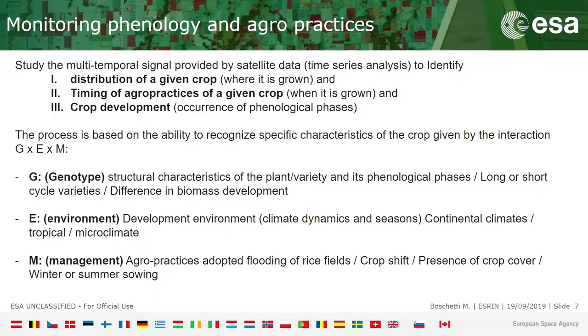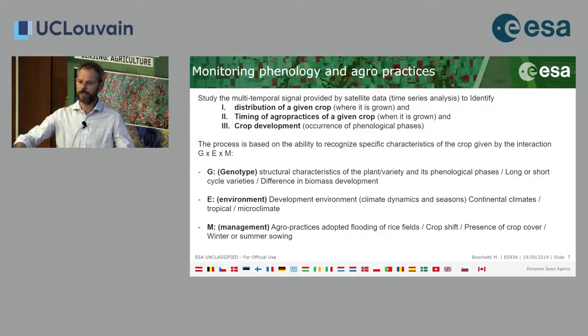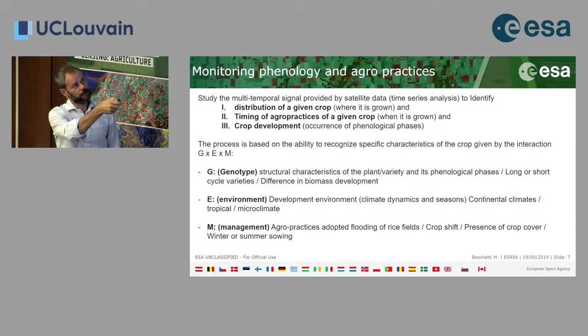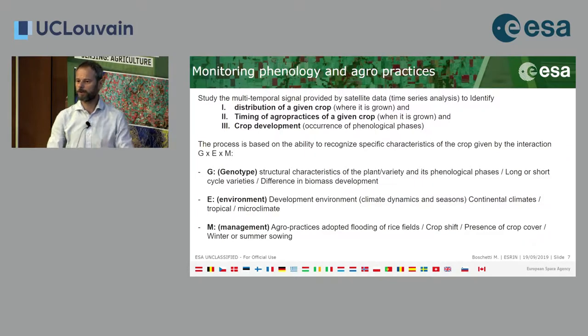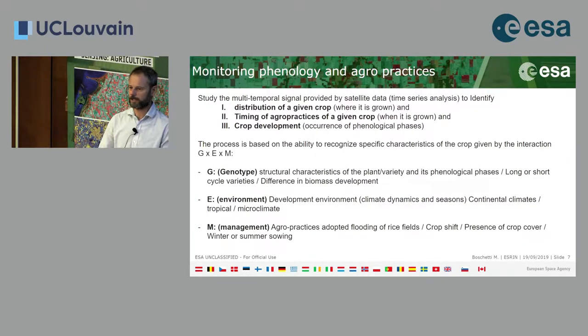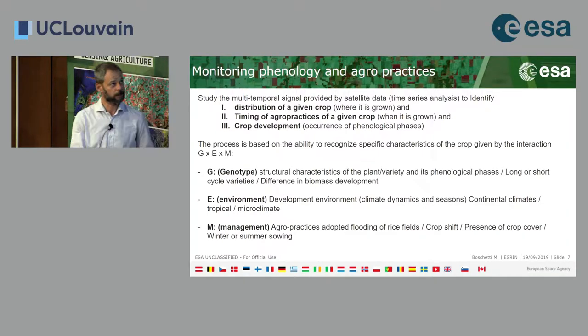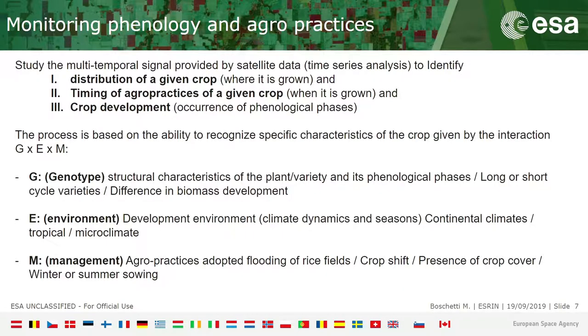All those factors interact. So the variability we see in the agro landscape, in each single field, is due to those three elements. The genotype is which variety we have. We speak about rice, but rice is not just rice. There are a lot of varieties, like the same for wheat, the same for corn. The environment: in different environmental conditions, you can have a faster or slower season, so the development of the plant is different. And the management: in one field you sow on one date, in another 50 days later.